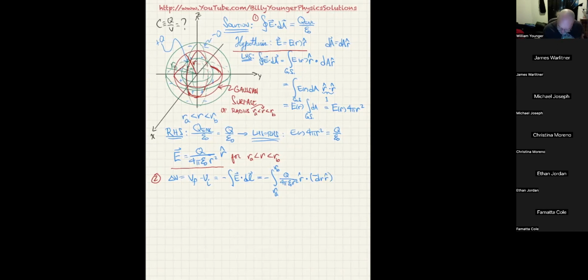And notice it does in fact point in the direction I'm going, and the limits of integration, in fact, are going from low coordinate to high coordinate. Now you can see that negative with the other negative cancels out. So we're going to get positive Q over 4 pi epsilon naught integral of R to the negative 2 dr times R hat dot R hat, which is going to be 1.